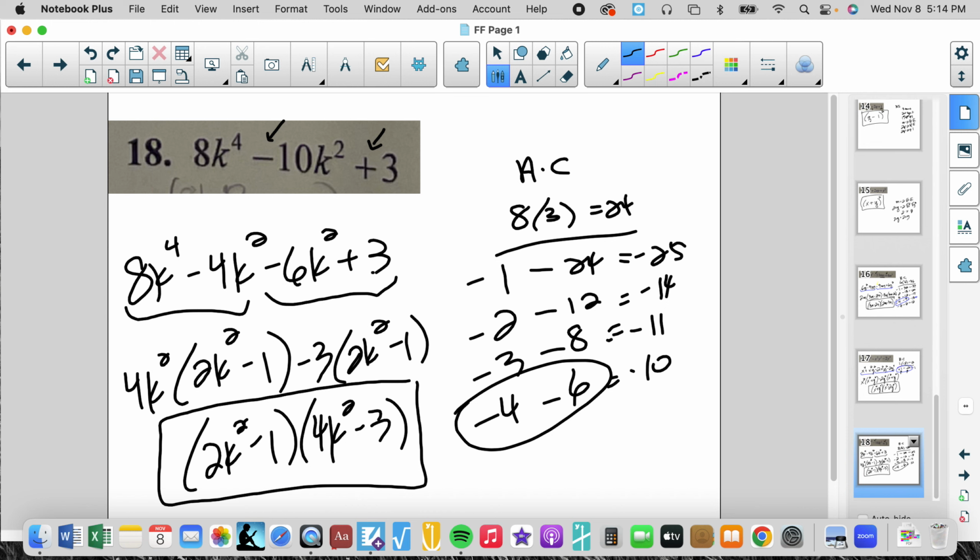All right, those are the first 18. That's just the first page. Holy moly. All right, that's right. Page 2 coming up.